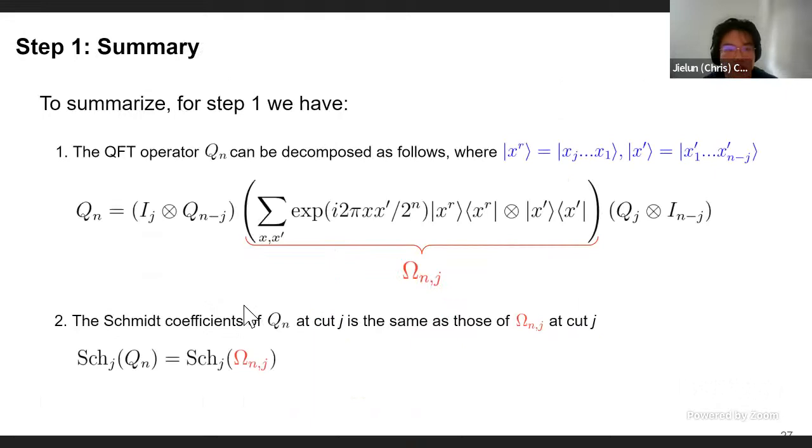Just to summarize what I did for step 1: for the quantum Fourier transform, you can always decompose it into 3 parts. There are 2 parts that are smaller QFT circuits, which are irrelevant to our analysis. And there's a central part, which is a diagonal operator whose diagonal elements are related to the elements of the discrete Fourier transform. I call this part Omega nj. It turns out the Schmidt coefficients of Qn at cut j are the same as the Schmidt coefficients of Omega nj.